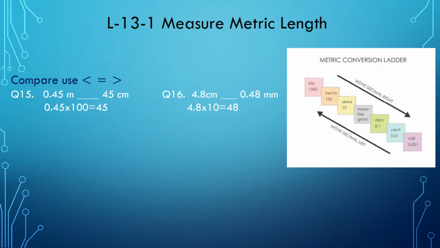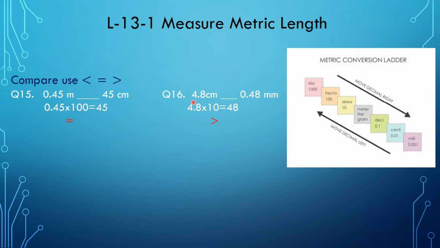45 centimeter. Then what is the answer? Both are equal. In this one also you can see 4.8 centimeter into the millimeter. Then you can see centimeter to millimeter means move down only one step. Then shift the decimal point to the right.